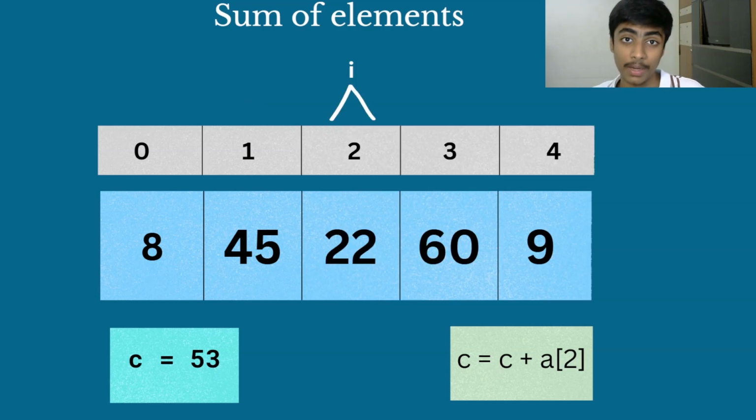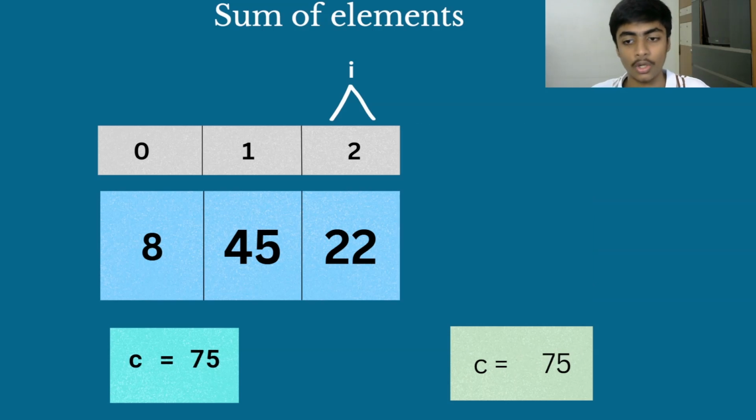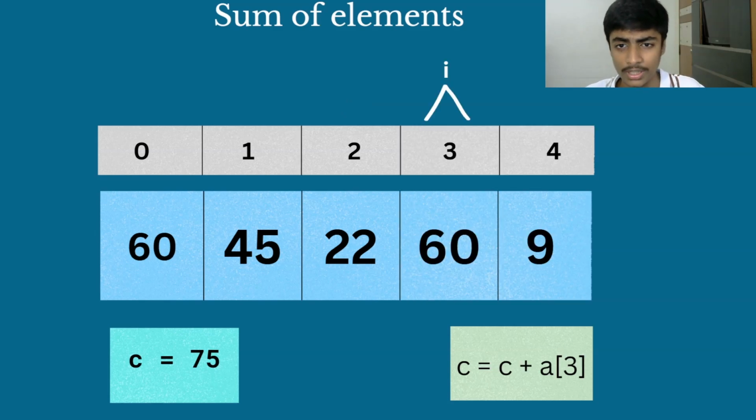Now our I is going to increment again to 2. So we're just going to say C is equal to C plus A of 2. A of 2 is 22. So we're basically saying C is equal to 53 plus 22, which is basically 75. Remember, all this is saying is that the sum of our first 3 elements is 75. You can already understand that as I keep doing this, I'll find the sum of all my 5 elements.